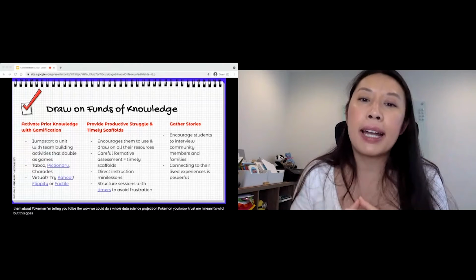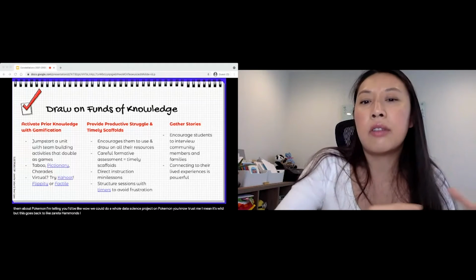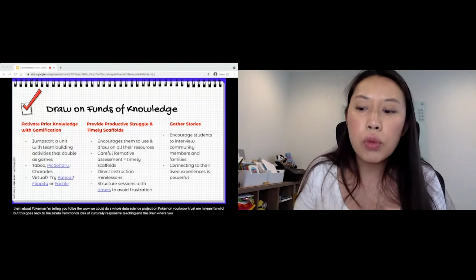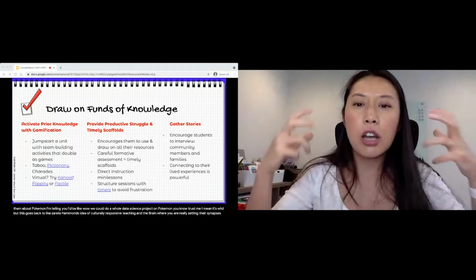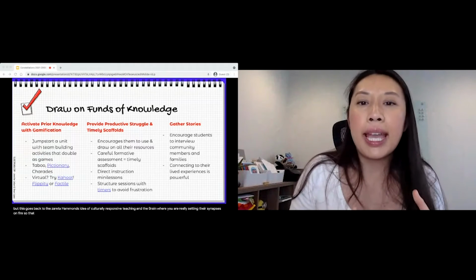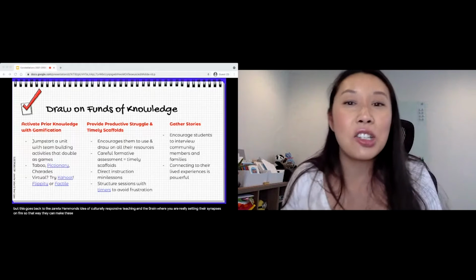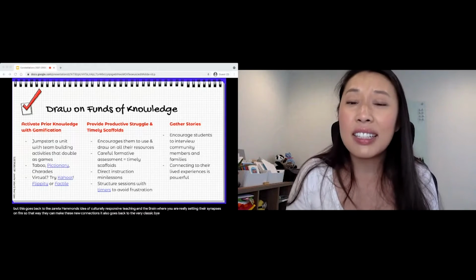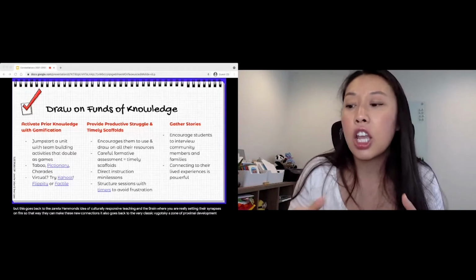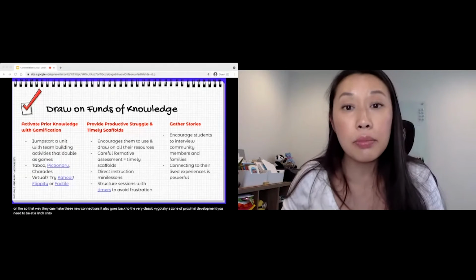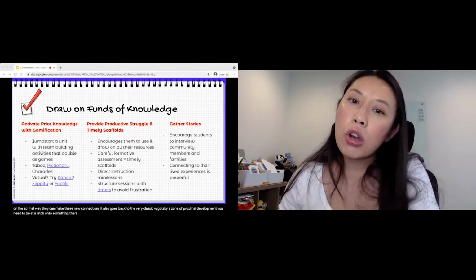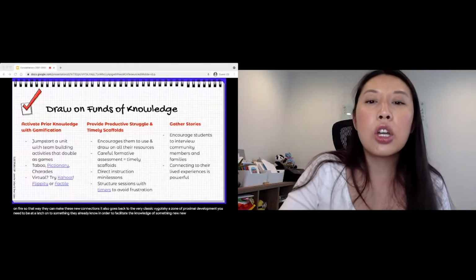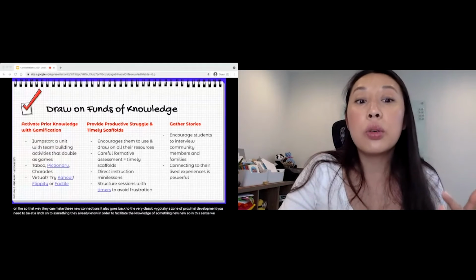But this goes back to Zaretta Hammond's idea of culturally responsive teaching in the brain, where you are really setting their synapses on fire, so that they can make these new connections. It also goes back to the very classic Vygotsky, zone of proximal development. You need to be able to latch onto something they already know in order to facilitate the knowledge of something new. So in this sense, we can do it a few ways.